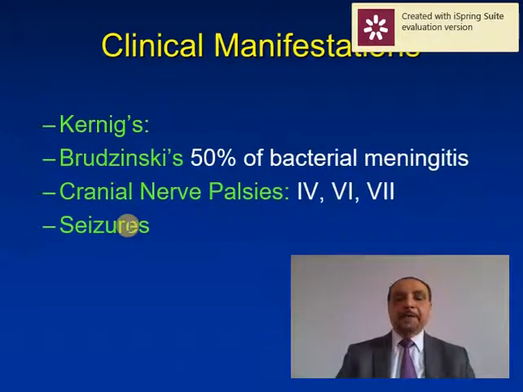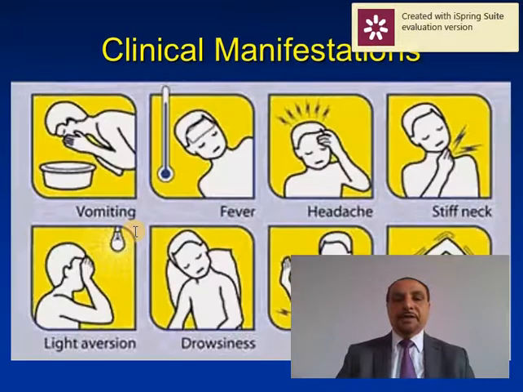When you examine the patient, we look for the Kernig sign, which will be positive. Brudzinski sign will be positive in 50% of bacterial meningitis. We will look for cranial nerve palsies, like the 4th, 6th, and 7th nerves. We look for convergence.